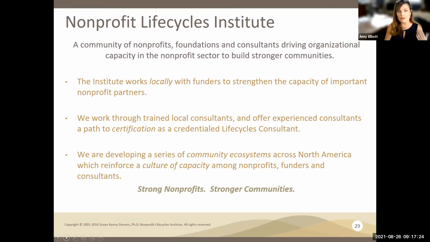So the Nonprofit Lifecycles Institute work is done locally. That's the model, to work locally with funders through trained consultants and trainers, which, hello, here I am, developing a series of ecosystems across North America to reinforce that culture of capacity, where nonprofits, funders, and consultants work together to say, we want our nonprofits to be stronger rather than have any kind of limited economic or other view of the nonprofit sector.